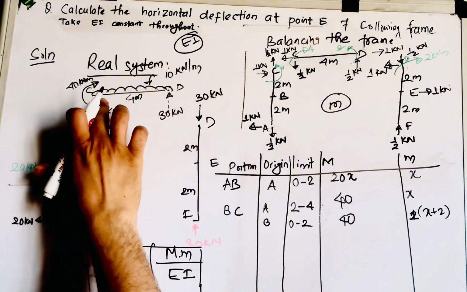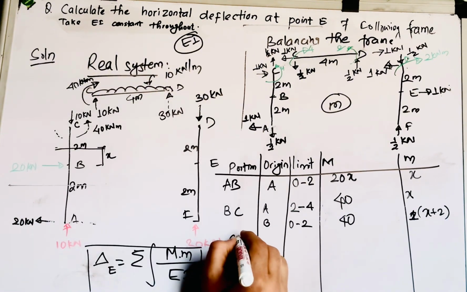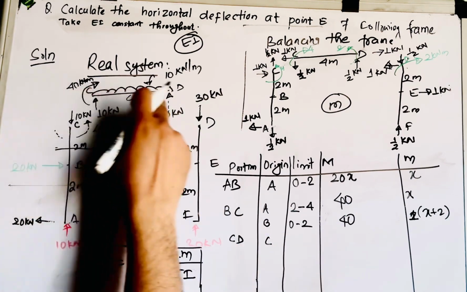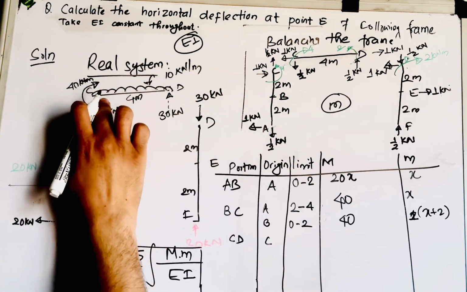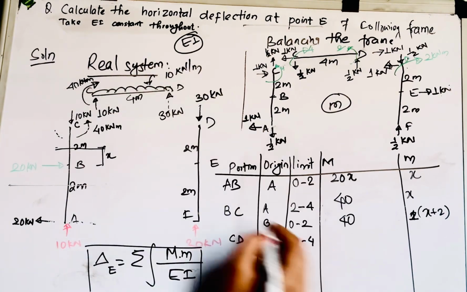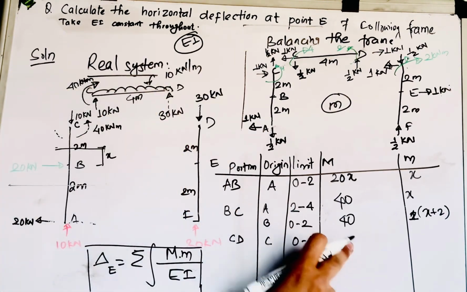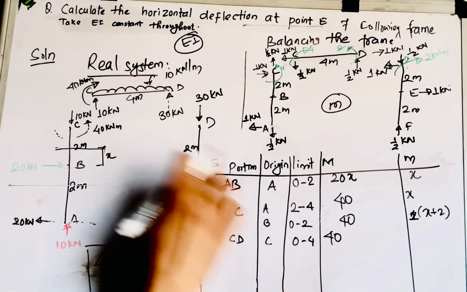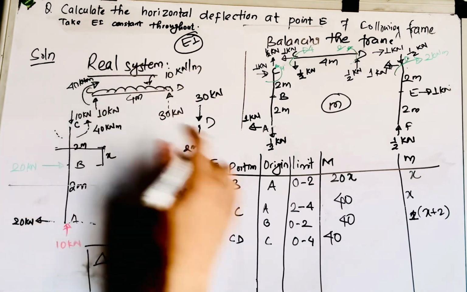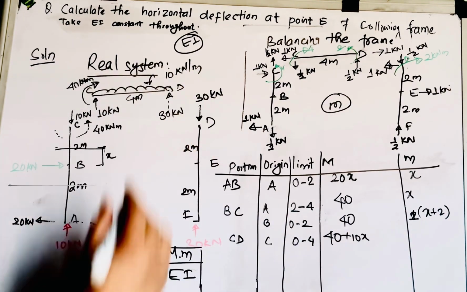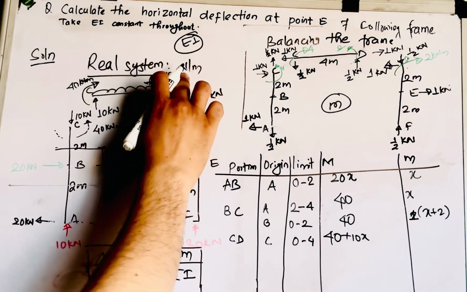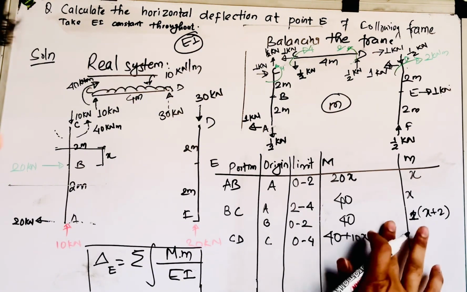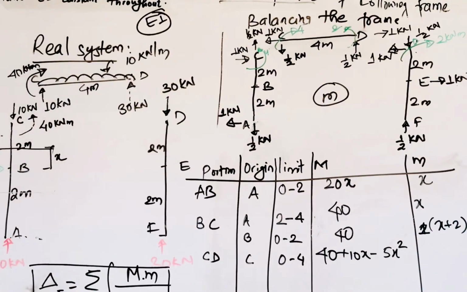Now, in the same manner, you have to take the section CD. For section CD, if I take C as the origin, what will be the limit here? It will go from x equals 0 to x equals 4. What will be the value of bending moment in this real system? This will be 40 kilonewton meter, already clockwise moment. So 40, and again 10 is given at x distance, 10 into x clockwise. This 10 kilonewton meter is giving anti-clockwise, so that will be minus 10 into x by 2, that is nothing but 5x square.